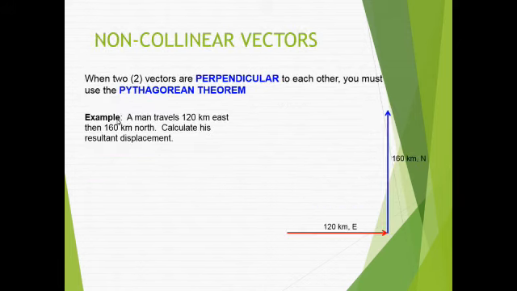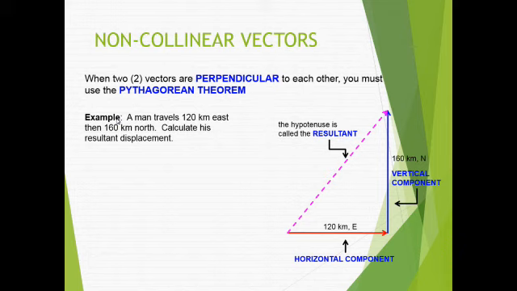There are also non-collinear vectors. These two vectors are perpendicular to each other, so you must use the Pythagorean theorem. Here, it started 120 kilometers east and then he turns 160 kilometers north. There you will find the finish line from the starting line. It is called the hypotenuse, also called the resultant.